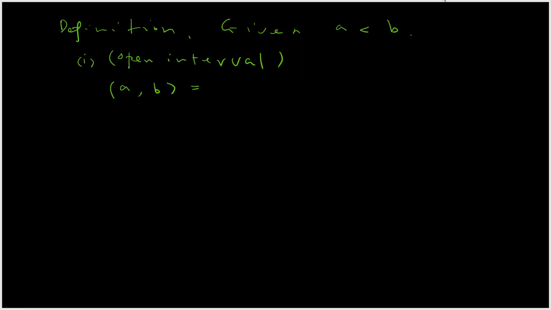The interval notation is a notation called open interval. It represents a set consisting of some numbers. I will use the set builder notation to define the open interval. It's a set consisting of all the real numbers, I'm going to use x to denote the real numbers, satisfying the condition that the number is strictly greater than a and less than b.